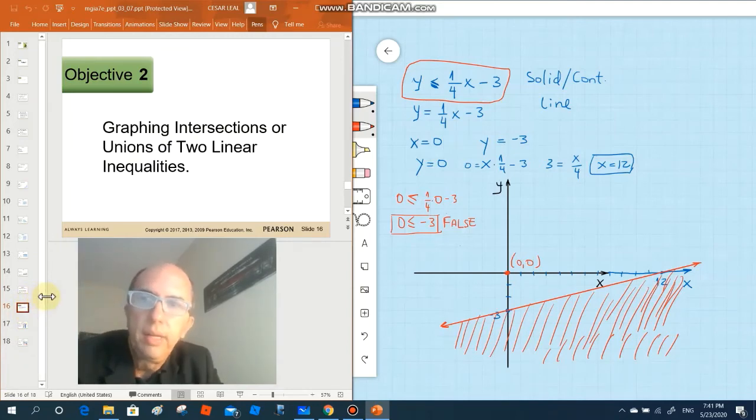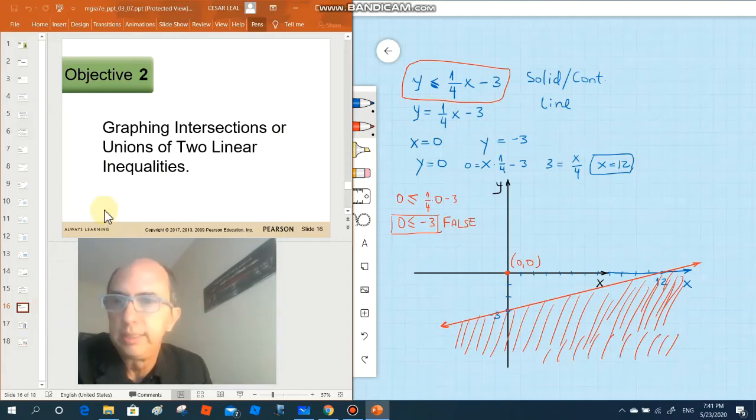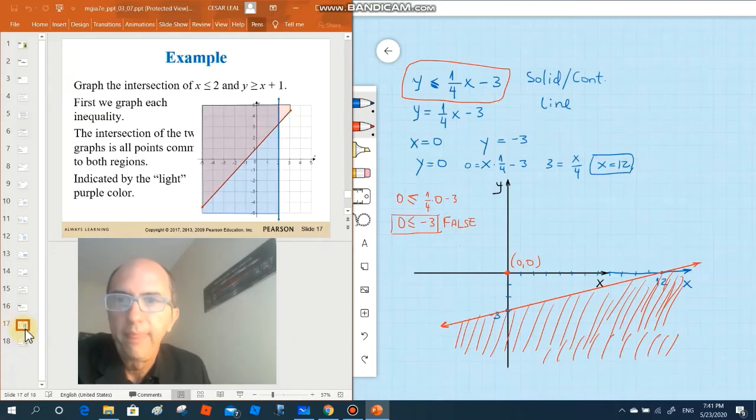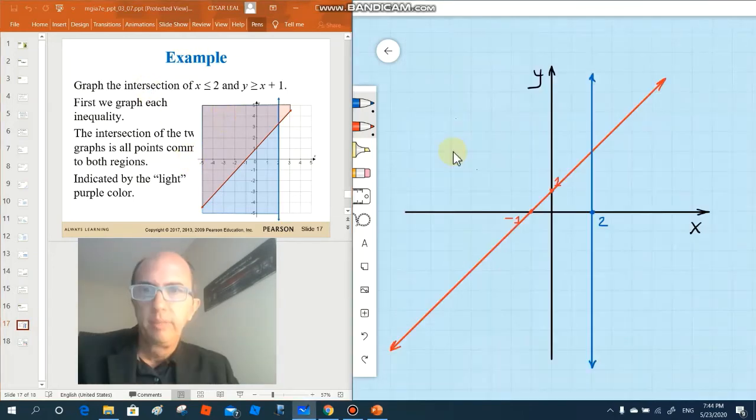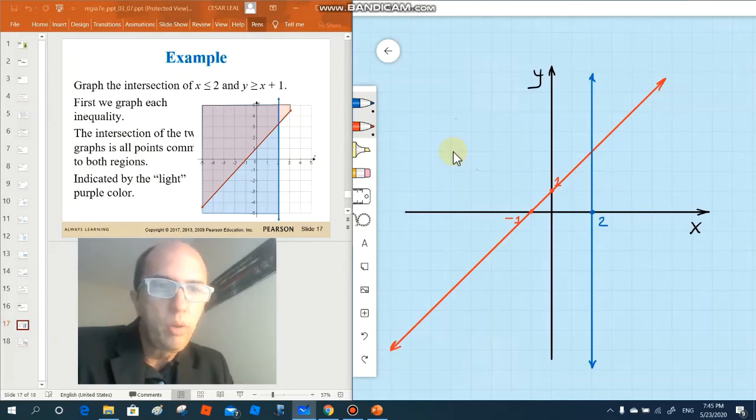Next objective, graphing intersections or unions of two linear inequalities. This example asks to graph the intersection of x is less than or equal to 2 and y is greater than or equal to x plus 1. And I represented already the boundaries, right?